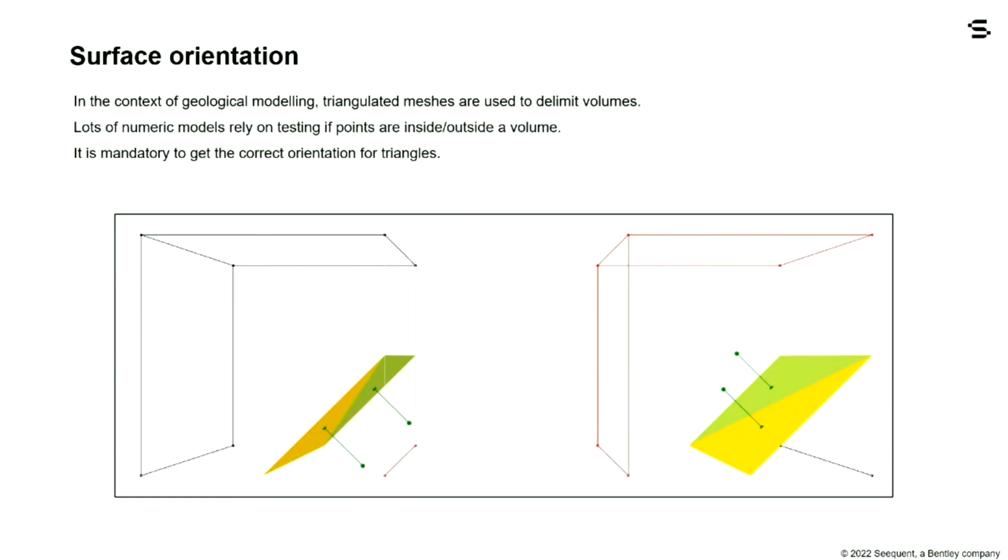Last but not least, we are a company specializing in surface modeling. Creating the surface is one thing, but we're using that surface as a volume. And a big aspect is to be able to check if points are inside or outside a volume. To be able to check that, you need to make sure that your surface is also correctly oriented. So you need to make sure that the normals to the triangles you're creating are pointing the right way, which makes, once again, the problem a bit more complicated.